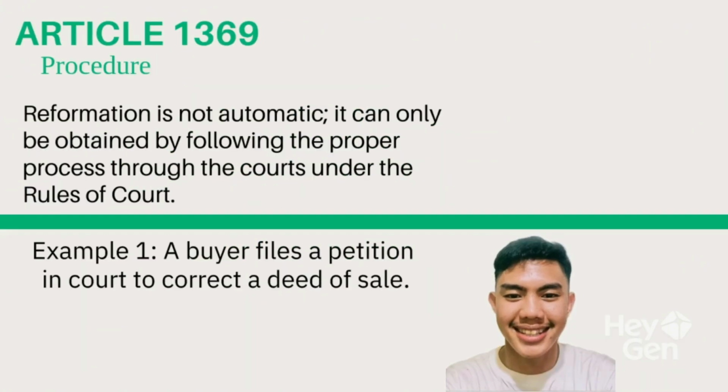Article 1369. Procedure. Reformation is not automatic. It can only be obtained by following the proper process through the courts under the rules of court. Example 1. A buyer files a petition in court to correct a deed of sale.